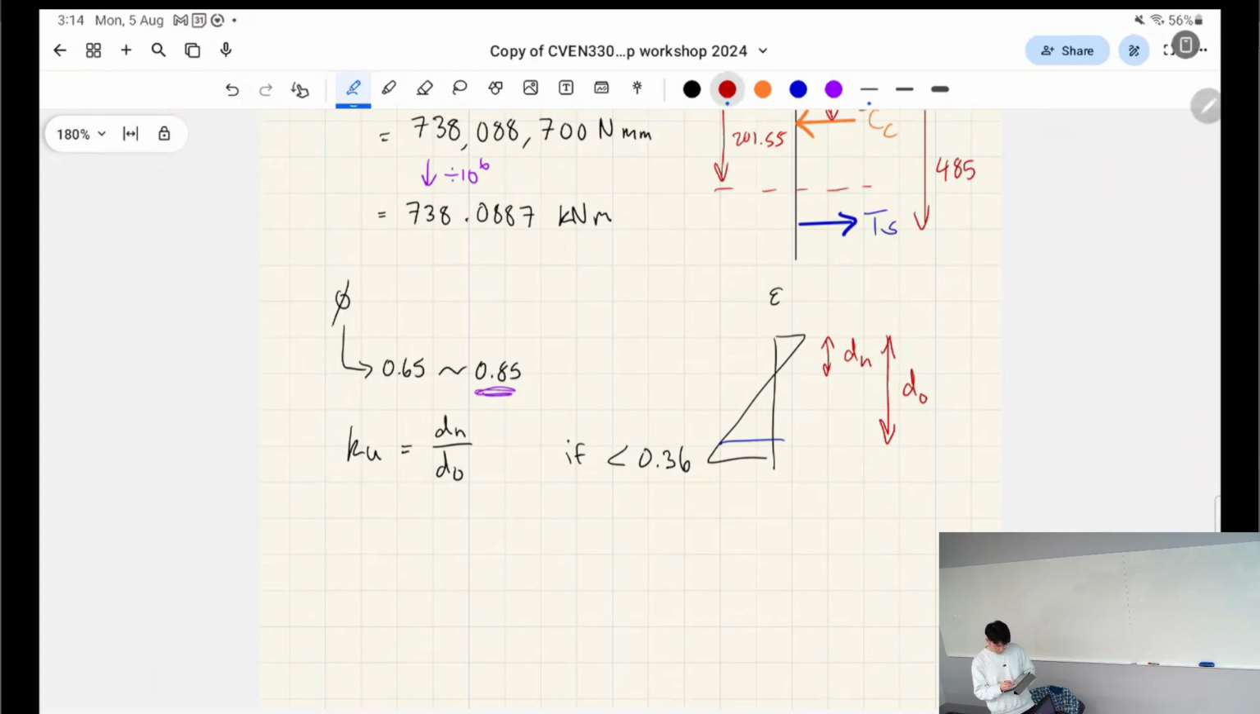But one thing you can do to improve the ductility is add in compressive bars. Why is that? Well, it's because if you add in the compressive bars, it's going to shift the neutral axis up, causing dn to be smaller, causing ku to be smaller.